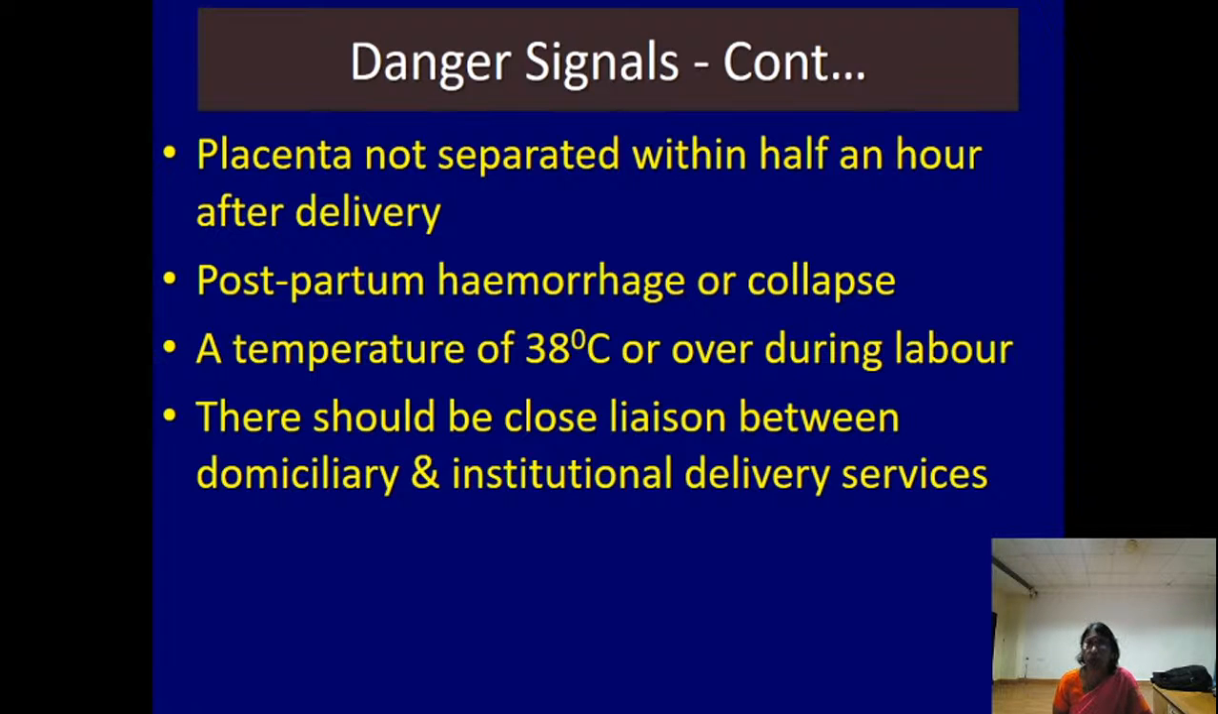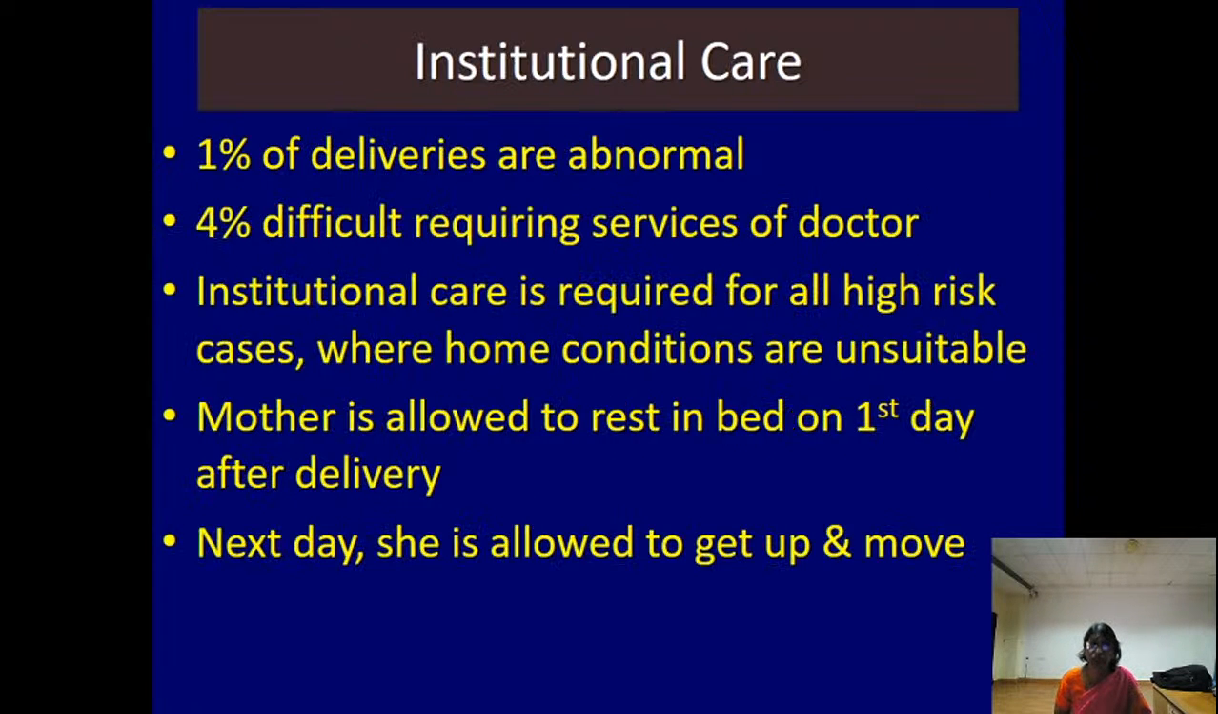And the placenta is not separating even after half an hour after delivery. Then there may be a hemorrhage or collapse, postpartum hemorrhage, or she can just collapse, and the temperature may go up. All these are signs of septicemia or other complications during delivery. It's very important. So institutional care: I told you all that only 1% of the deliveries are abnormal, 4% are difficult, all others are normal.